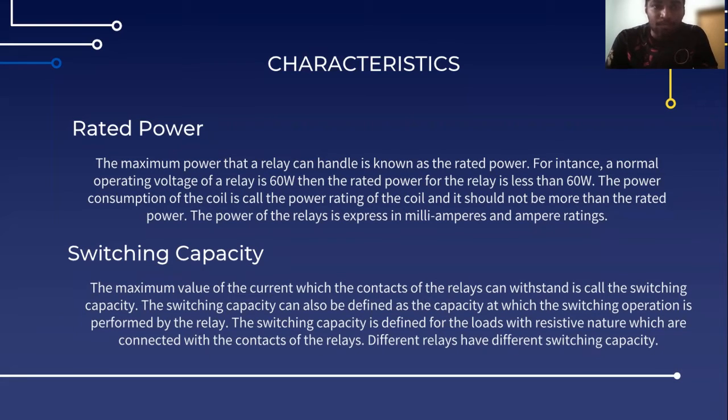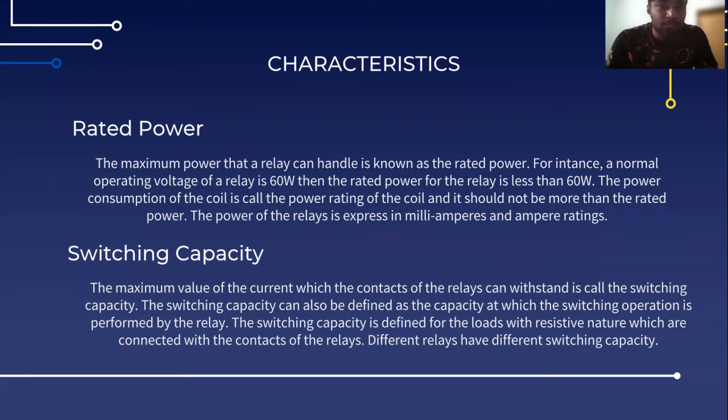So, I'll be continuing with the characteristics of electrical relay and its applications. There are 4 characteristics for the electrical relay. One of them is the rated power. So, let's explain a bit about what rated power is.